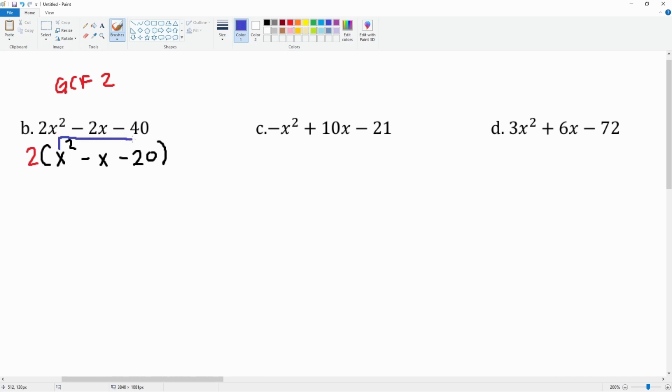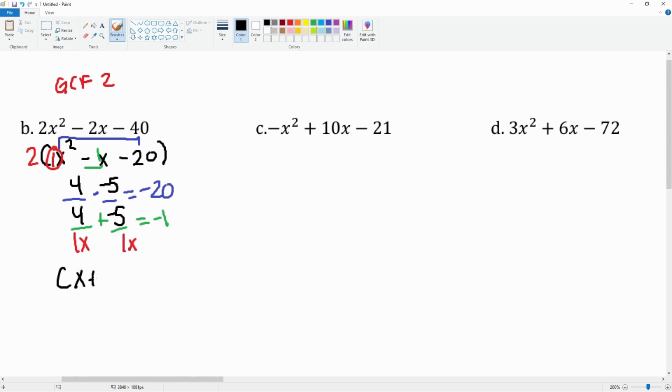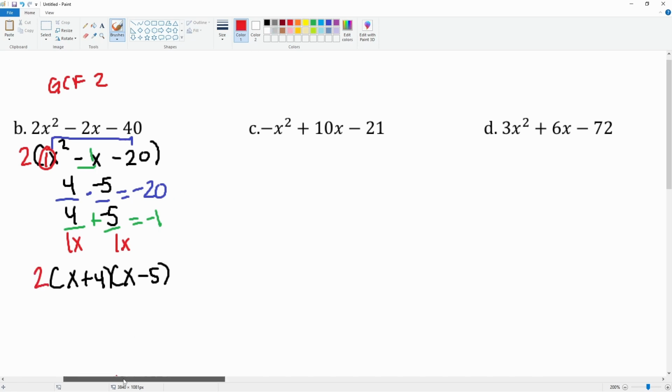Okay? So you're going to find two numbers that multiply to make negative 20 that adds up to this middle number of negative 1. And that looks like it is 4 and 5. The negative's on the 5. Then you're going to divide by this number in front, which is just a 1x, not the GCF. You are left with x plus 4 and x minus 5. Do not forget about that GCF of 2 that is in front.